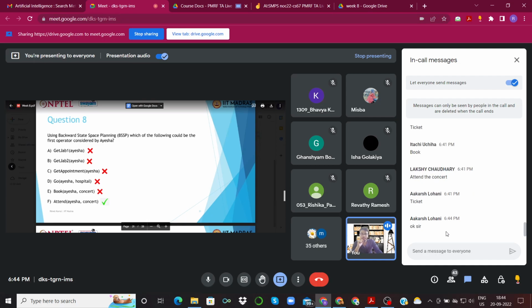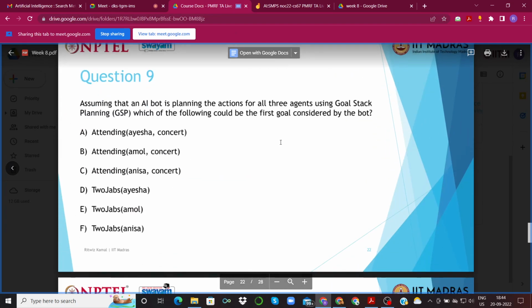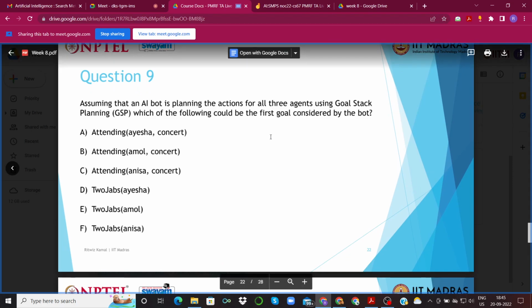Okay, is everyone clear about this? Yes, sir. Great. So let's now move on to another type of planning algorithm, which is the goal stack planning algorithm.